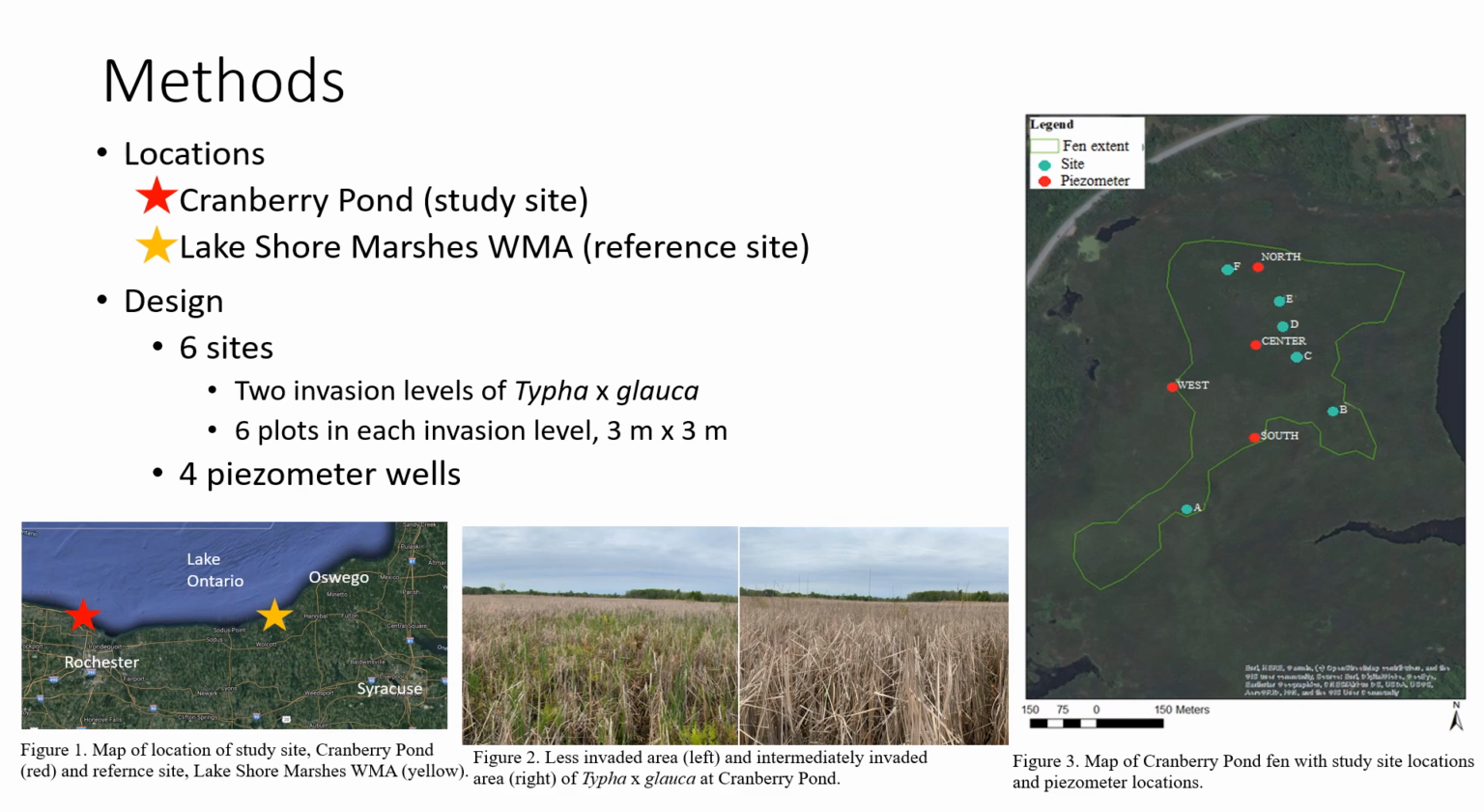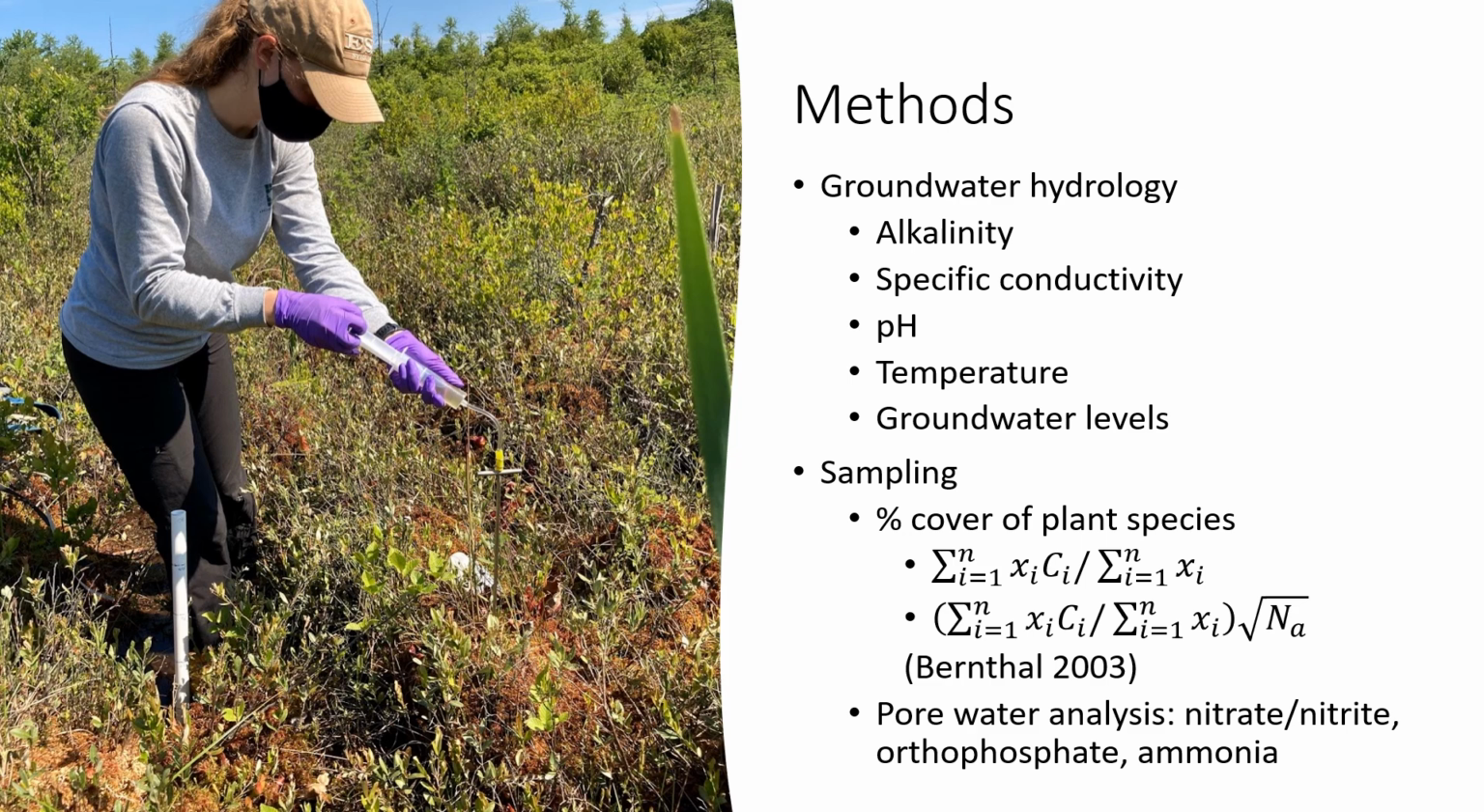In Figure 3, you can see the coastal peatland area outlined in green. My study site locations are blue and the piezometer locations are red. For my groundwater hydrology study, I collected groundwater samples seasonally to determine alkalinity, specific conductivity, pH, and temperature. I also measured groundwater levels seasonally in a nest of piezometers located at the center of the peatland. This will help to determine the direction of vertical flow.